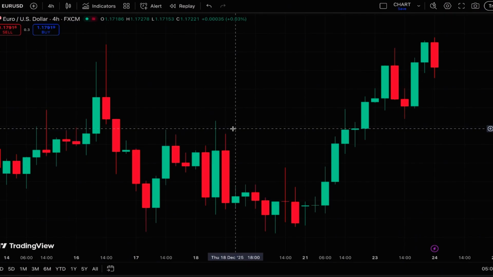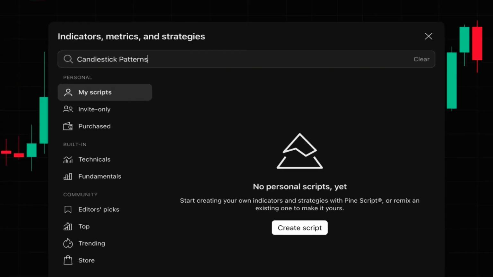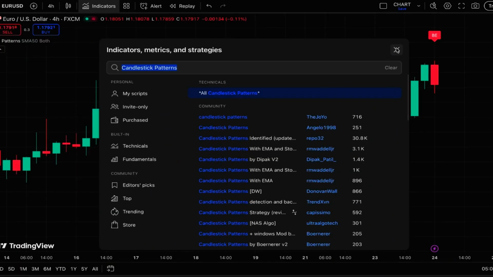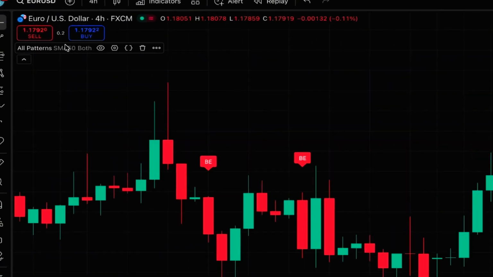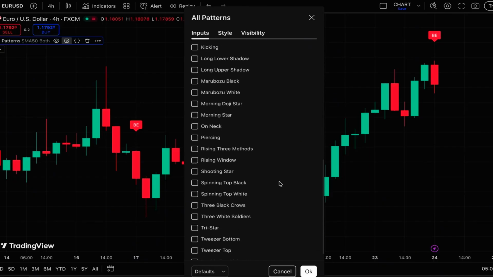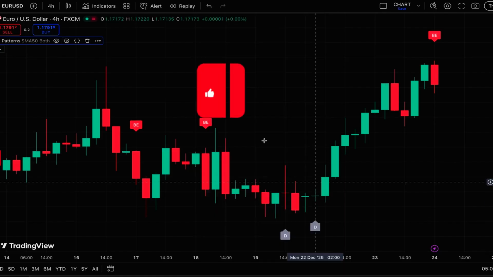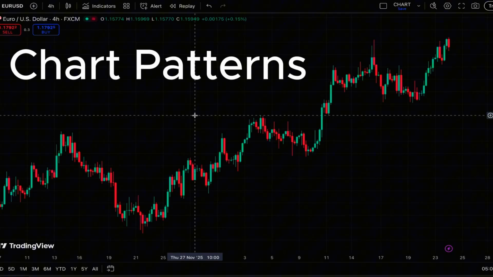There is also a built-in indicator on TradingView for identifying candlestick patterns. Here, you just need to click on indicators and search candlestick patterns. This one, which is a built-in indicator on TradingView platform. This is also an excellent indicator for identifying candlestick patterns on the chart. Here in the settings of the indicator, here in the inputs tab, you can see that we have a large list of different types of candlestick patterns, which depending on your need, you can add or remove them from your price chart. Alright, now let me introduce indicators for identifying chart patterns.